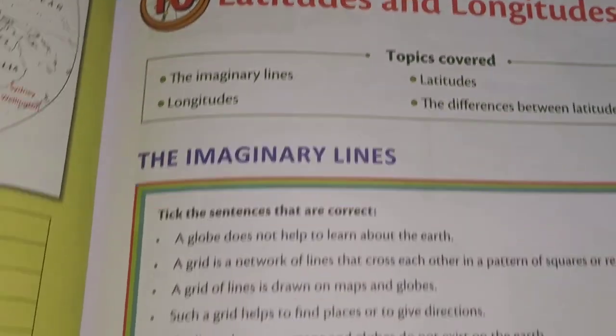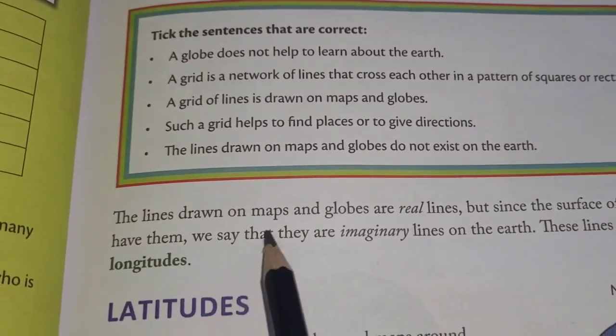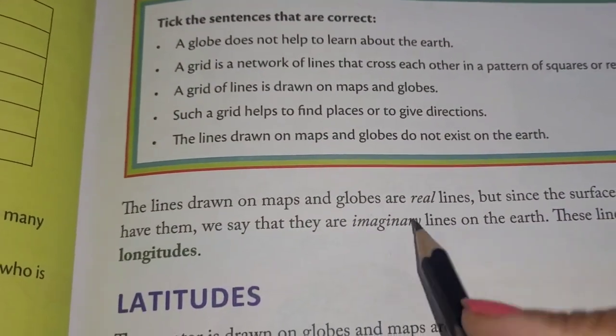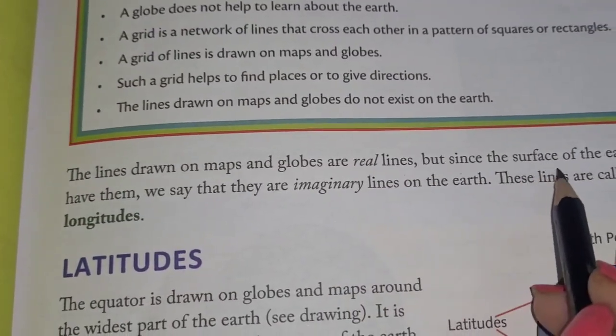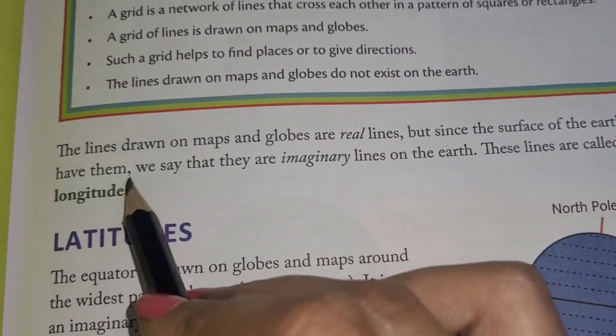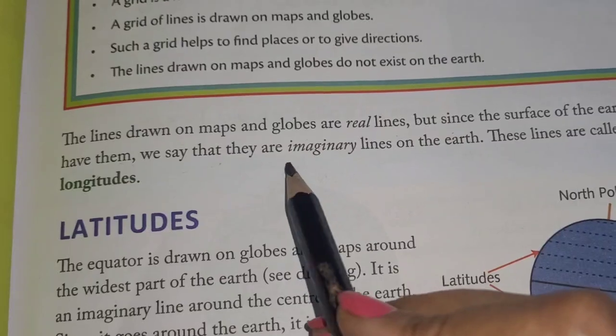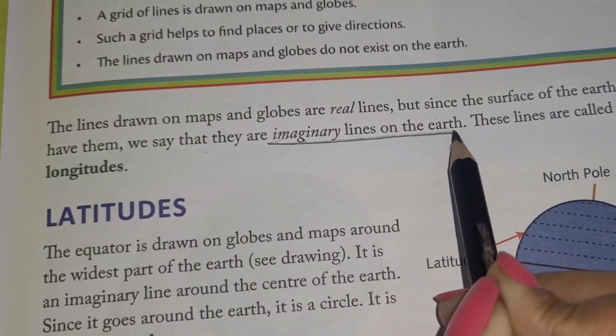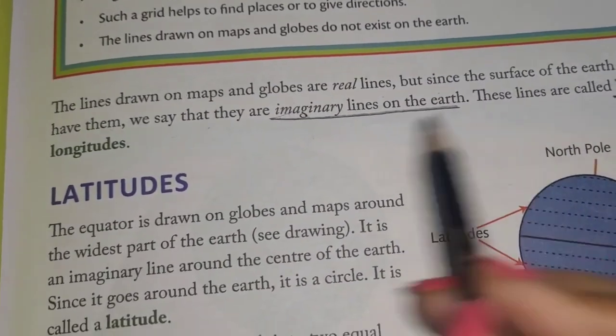Latitude and longitude. The lines drawn on maps and globes are real lines. But since the surface of the earth does not have them, we say that they are imaginary lines on the earth. These lines are called latitude and longitude.